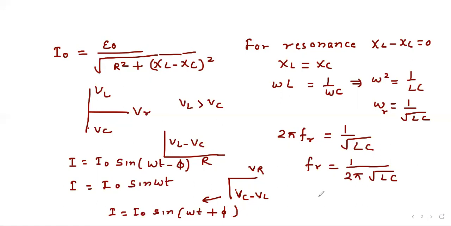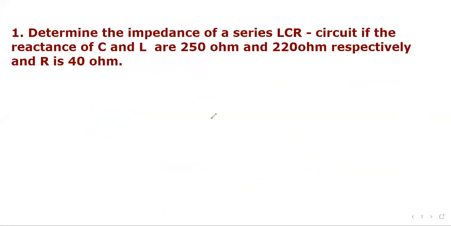Now let's understand these concepts by some examples. Question number 1. Determine the impedance of series LCR circuit if the reactance of C and L are 250 ohm and 220 ohm respectively, and R is given as 40 ohm. So let's write the information.